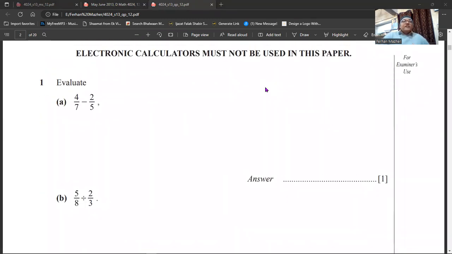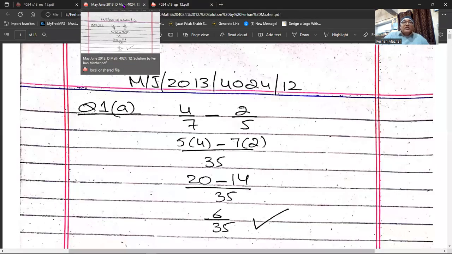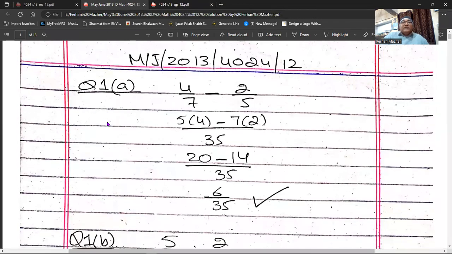The first question coming up on your screen is question number 1A, 4/7 minus 2/5. These are two fractions. We have to subtract them, so we will take their LCM. 7 and 5, so their LCM will be 35. Divide the LCM by the denominator 7 and you get 5, so 5 will multiply with the numerator.